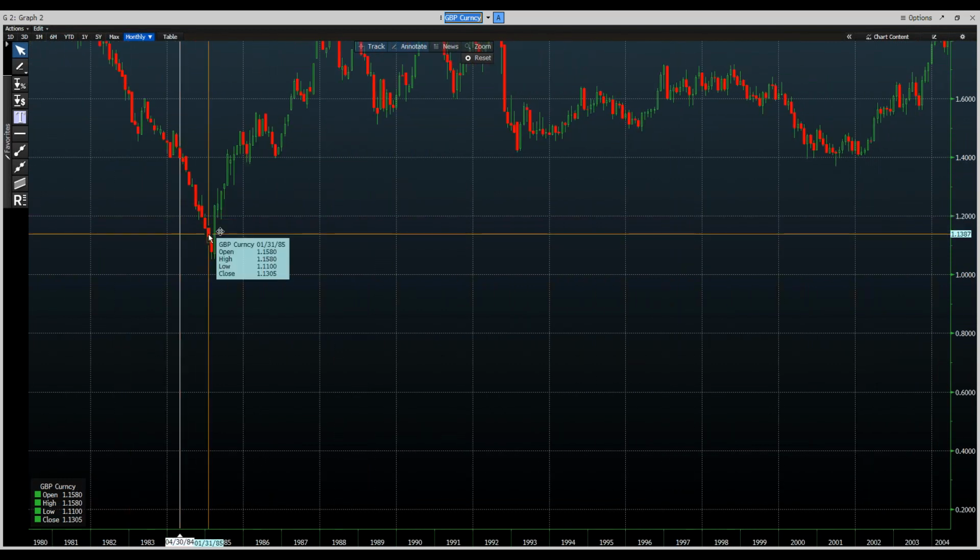And then there you go, you see the high of this particular candle, that was 1.1580. We can take that high as one of the points, and that was also the open of that particular candle, and then we can take it all the way to 1.13.